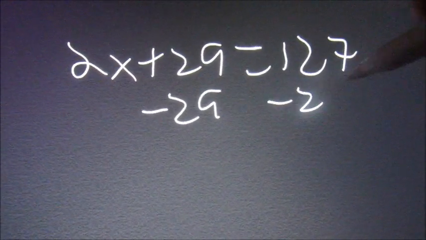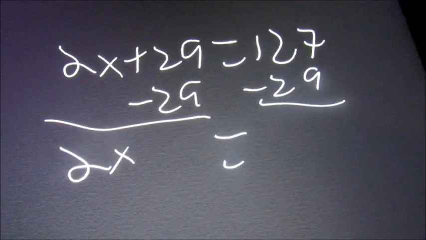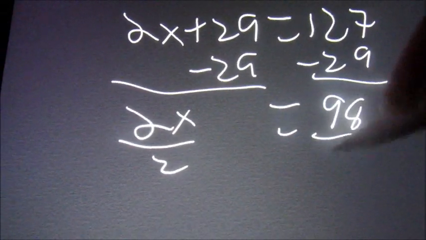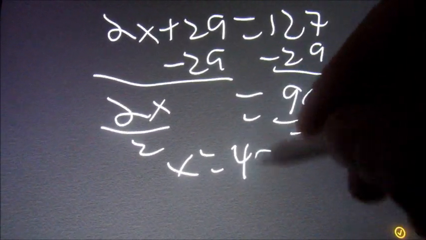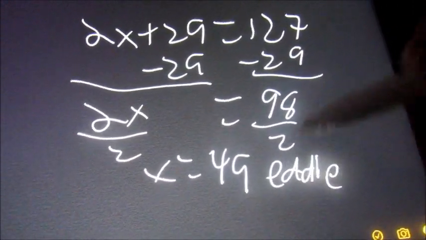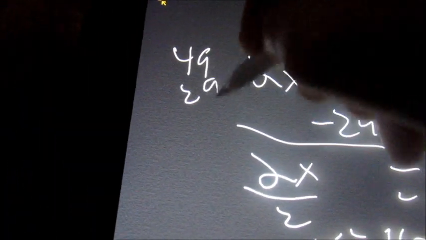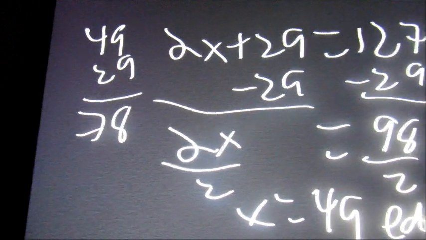And the first thing we need to do is combine like terms. So we'll get 2x plus 29 equals 127. Okay, so now we have all of our like terms combined. So we're going to subtract 29 from both sides. We're left here with 2x equals 127 minus 29 is 98. Divide both sides by 2. X equals 98 divided by 2 is 49. And so now that's what Eddie has. To find out what Jared has, we just add 29 to that, and we're going to get 78 for Jared. That's how you'll do these kind of questions.